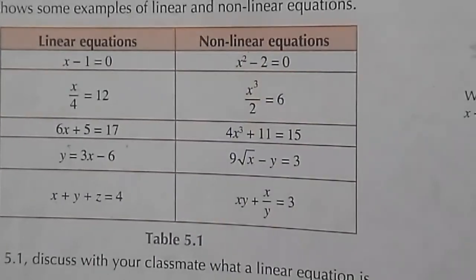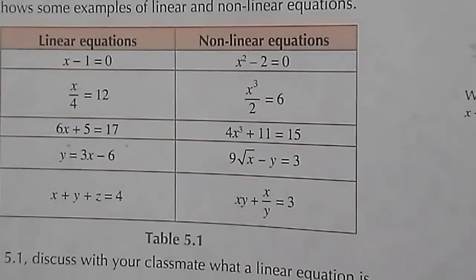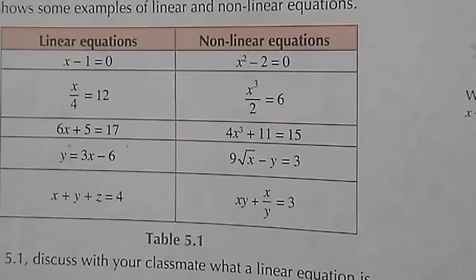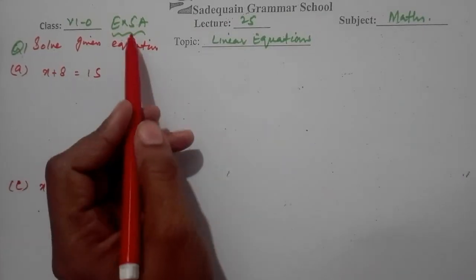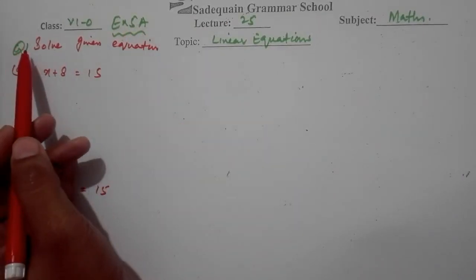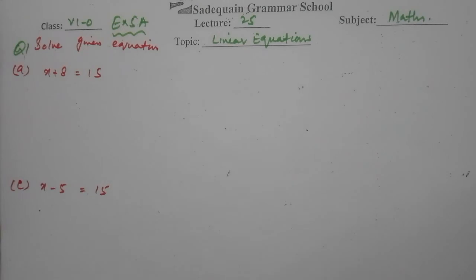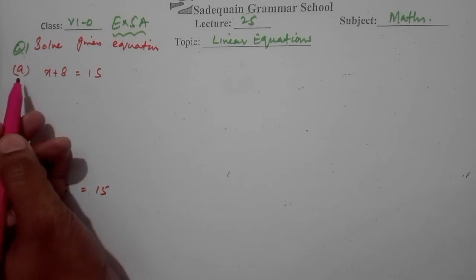Okay? So now let's start the exercise. The exercise 5a, page number 117. Fine. Now let's start the exercise 5a. In 5a, question number 1, what we have given: solve the given equations. We have given the equations and we have to solve these equations. We have to find out the solution set. Let's take the part A.